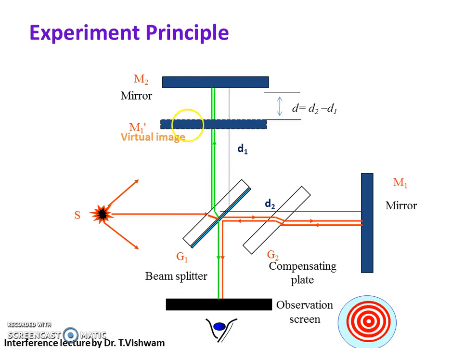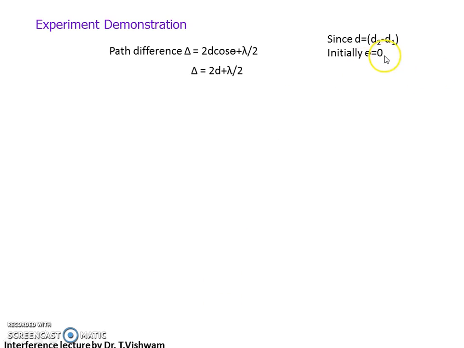Here this angle theta is equal to 0. Here this angle is theta. So the difference is d2 minus d1. Delta is equal to 2d plus or minus lambda by 2. I am considering 2d plus lambda by 2 for our reference.